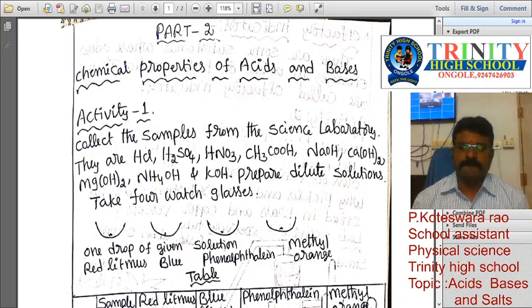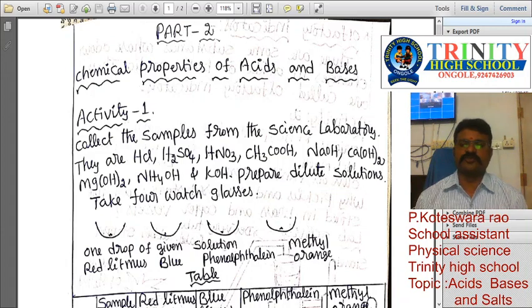Yesterday, we already discussed the introduction of acids, bases, and salts. Now, what about today? Shall we recall what we learned in that last session?